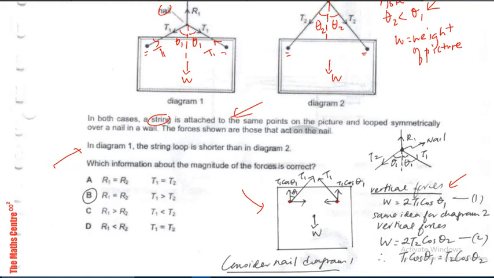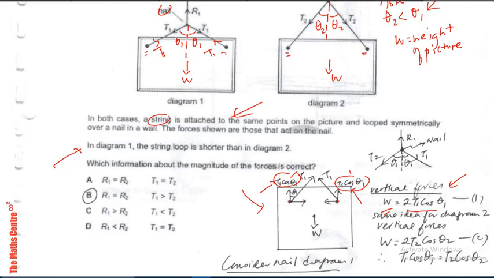Good. So when I plug in the components, knowing that I've labeled this as theta 1, this vertical component will be T1 cos theta 1, and this vertical component will be T1 cos theta 1 as well. Because we are considering equilibrium, let's look at the vertical forces. Upwards equals downwards. Upwards is this plus this, so T1 cos theta 1 plus T1 cos theta 1 will be 2T1 cos theta 1, and that is balanced by the force downwards, which is W.